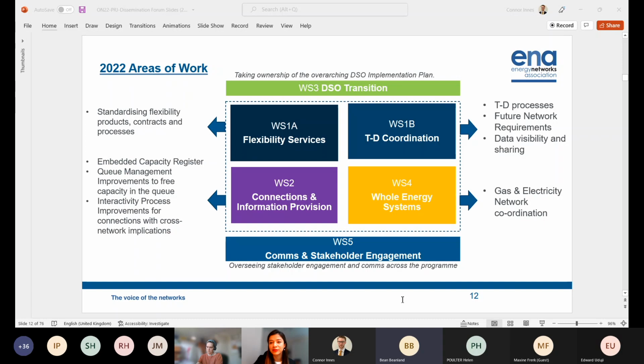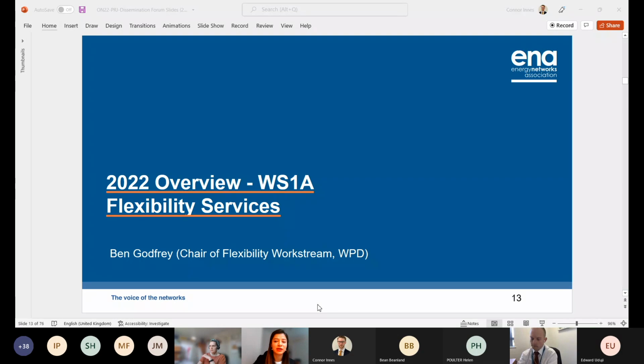So I'll just stop here and see if there's any comments or any questions so far in the chat. I don't think we've got anything yet. So with that, I think we'll now move over to the next part of the agenda. We've got Ben Godfrey, who is the chair for our flexibility work stream, and Ben will take us through what we've got planned for our flexibility work stream this year. So over to you, Ben.